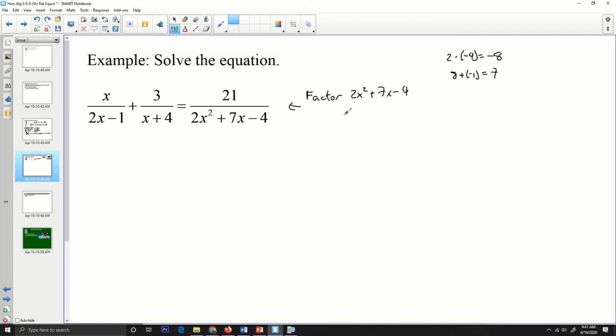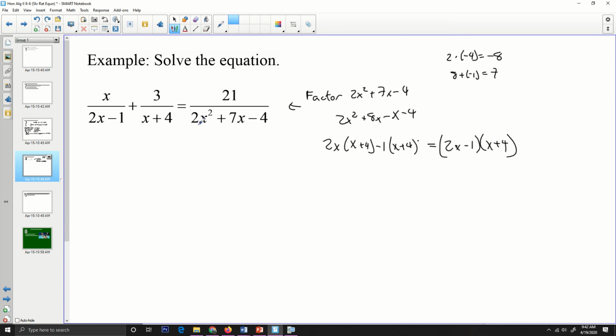So we'll go 2x squared, and then we'll go plus 8x, minus 1x minus 4. And then I can factor a 2x from both terms, so I'll have 2x there, and then I'll have x plus 4, and then I can factor out a negative 1 from both of those terms, and we'll have x plus 4. And so my final factorization here is 2x minus 1, and then x plus 4.